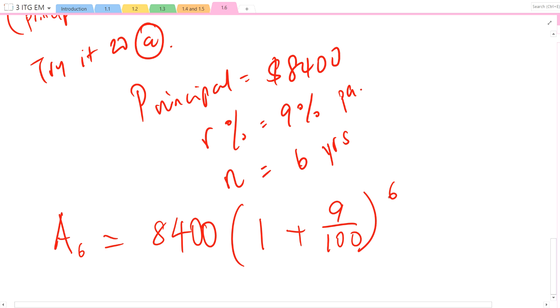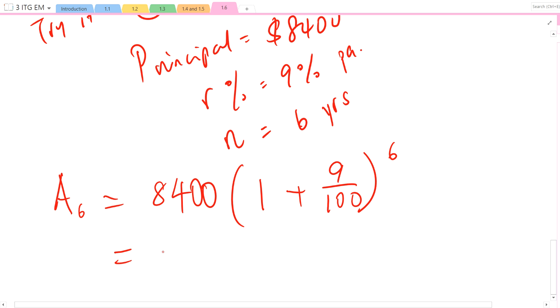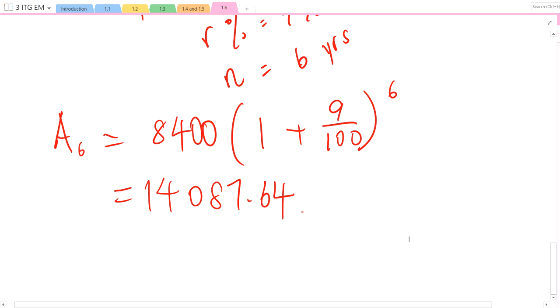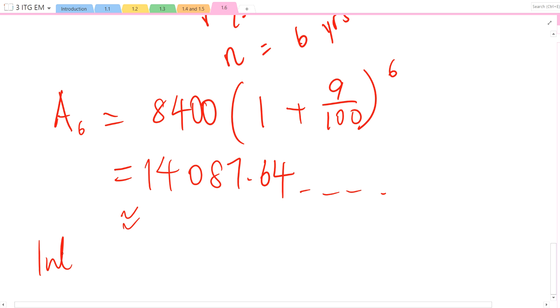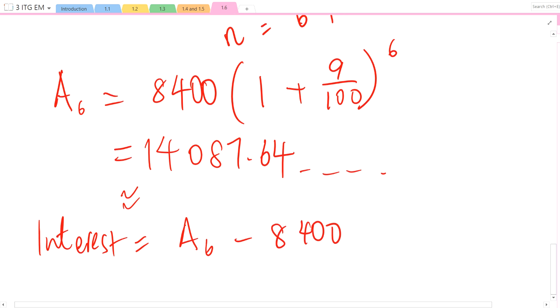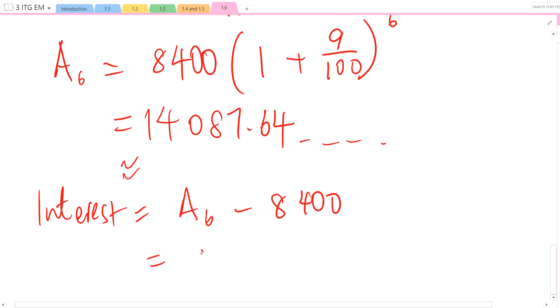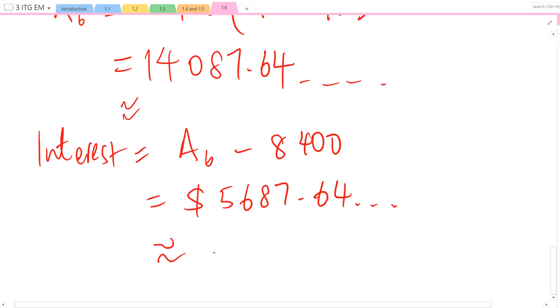This is the total amount, which gives me, using my calculator, 14,087.64 dollars. There should be some more decimal points, but you can round it off to 2 dp. Now, interest is going to be A_6 minus our principal of 8400 to give me 5687.64, round it off to 5687.64.